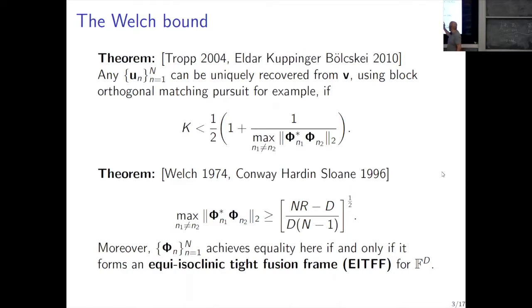This is in the case where R is 1, when you're talking about lines. This is traditionally called the Welch bound, although it even goes back to Rankin in the 1950s. There's a precursor for it. So it's a very classical bound.